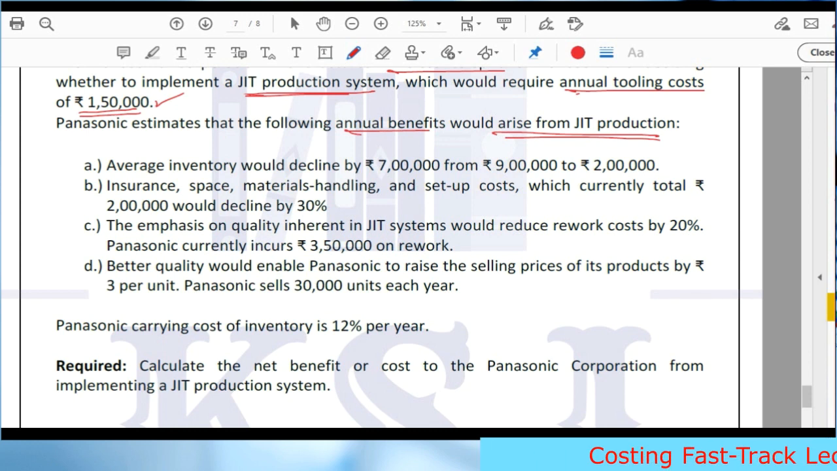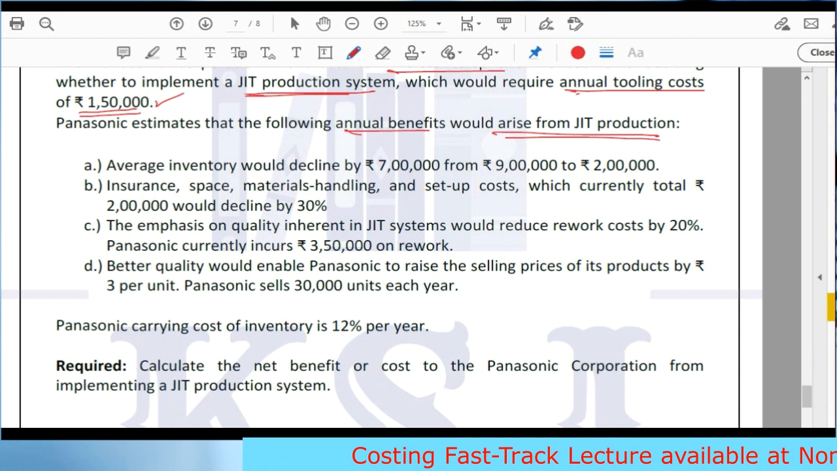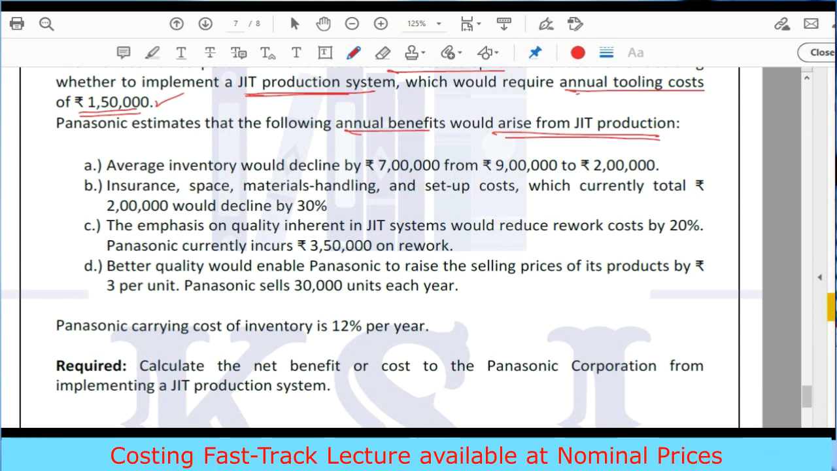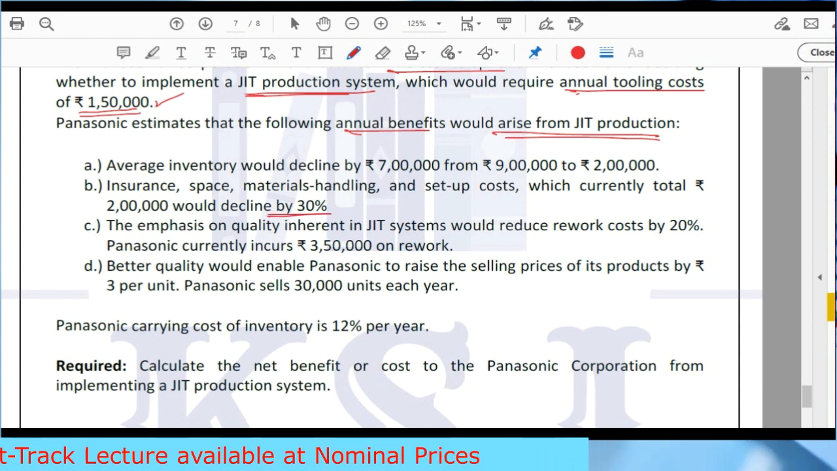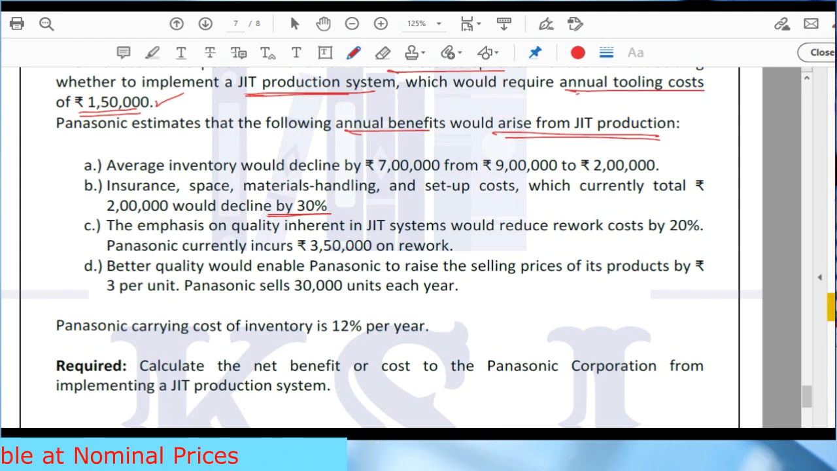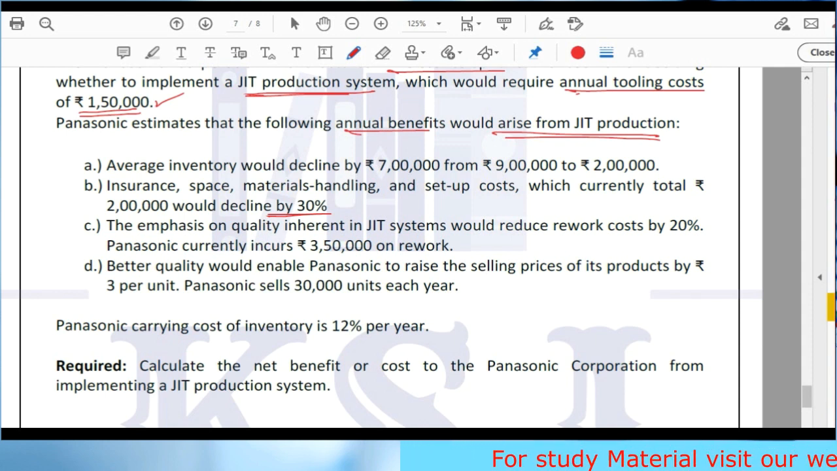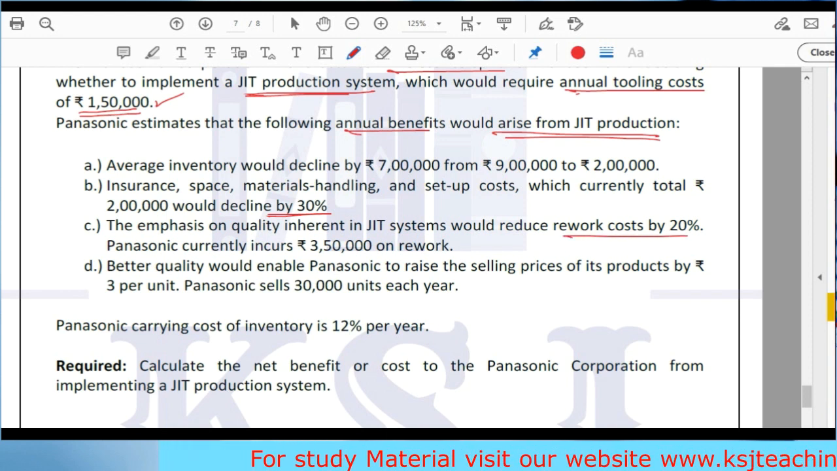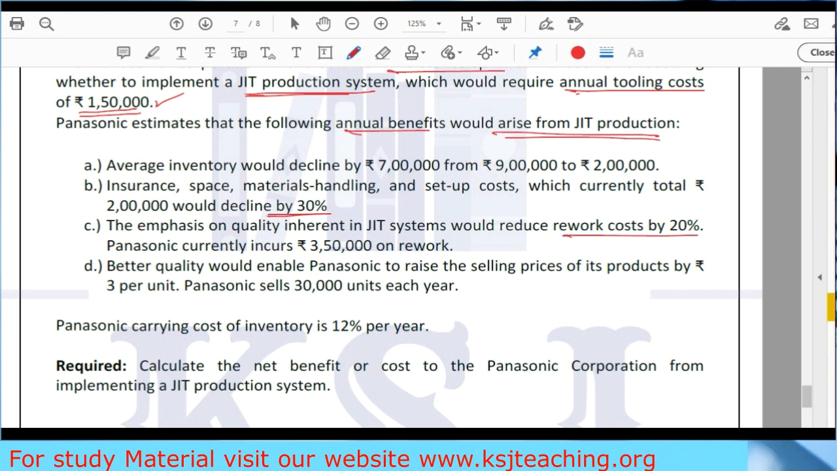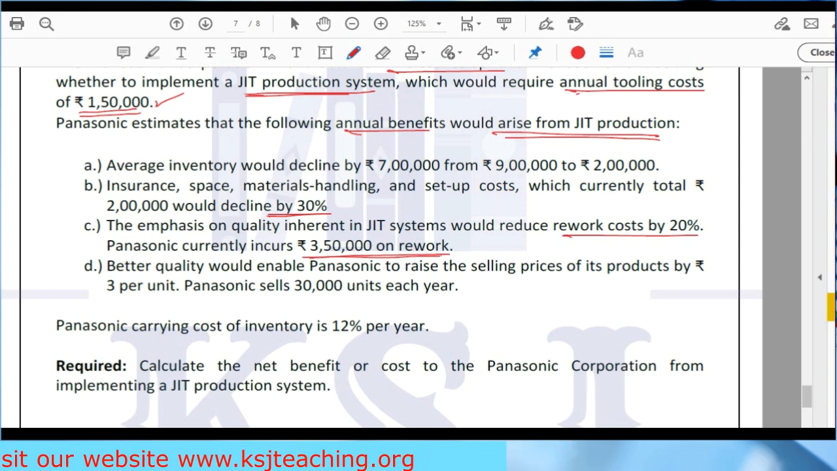Insurance, space, material handling and setup cost, which currently total 2 lakh, would decline by 30%. Right? The current cost is 2 lakh rupees and there will be a saving of 30% if we implement the JIT system. The emphasis on quality inherent in the JIT system would reduce the rework cost by 20%. Currently Panasonic incurs 3,50,000 on rework. So again, there will be a saving of 20% on this 3,50,000 rework cost.